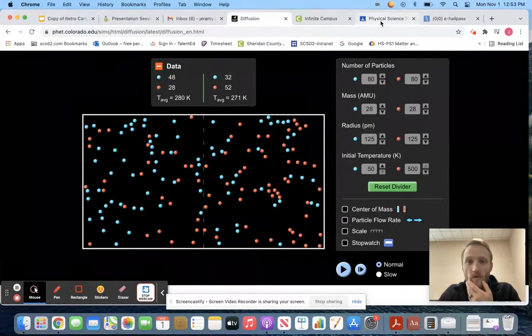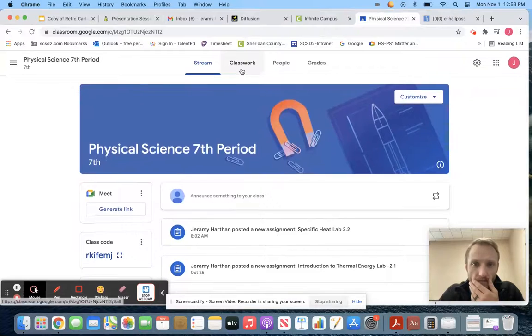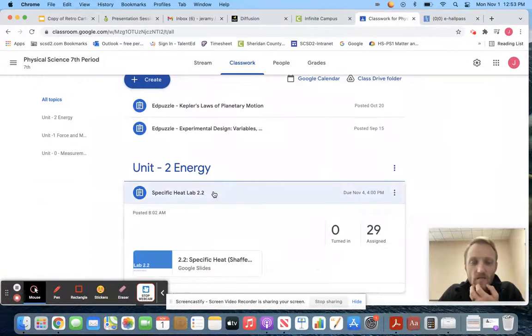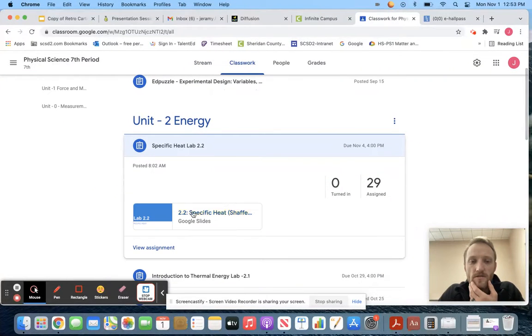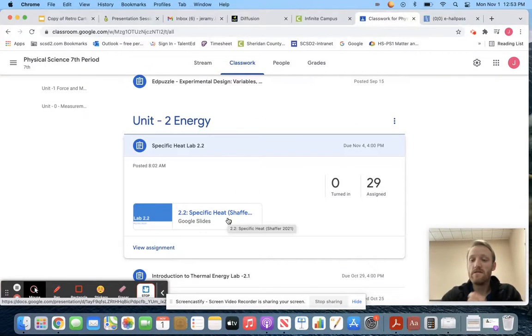Now, when we go to Google Classroom and we look at this new lab, the 2.2 lab, we are basically going to be taking a piece of metal like this, right? And we're going to heat it up. Then we're going to put it in what's called a calorimeter. And with this idea that energy is not created or destroyed, it is transferred, this hot piece of metal is going to transfer energy into the room temperature water, which is in our calorimeter.